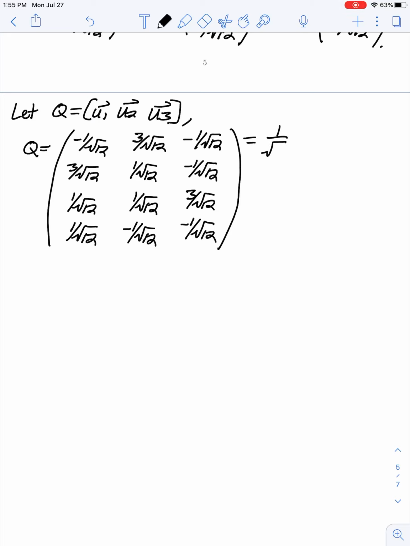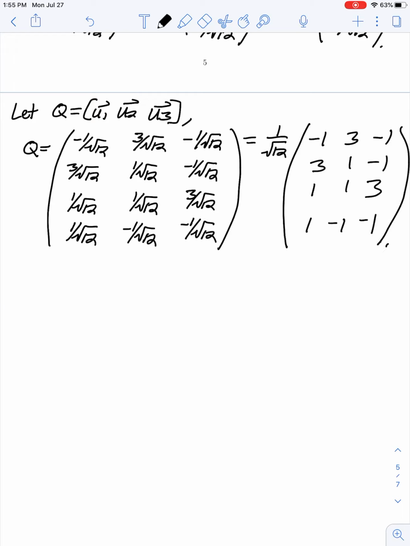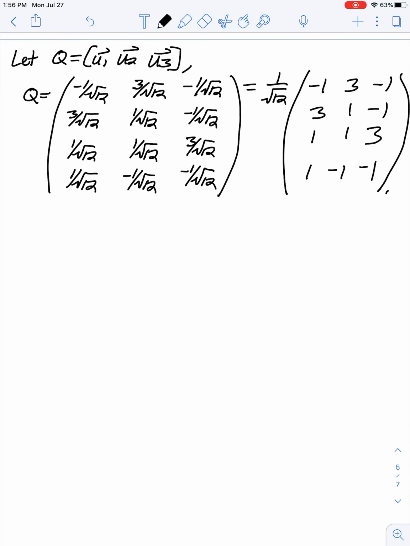Or more simply, we can think about this as the scalar multiple 1 over root 12 times the matrix with rows negative 1, 3, negative 1; 3, 1, negative 1; 1, 1, 3; and 1, negative 1, negative 1. Now, we just need to find our matrix R such that Q times R is equal to A. There are a number of ways we could do this, but a simple approach is to make use of the fact that this matrix Q has orthonormal vectors as its columns. If we think back to our earlier work from chapter 6, we saw that these types of matrices had some special properties. So let's make use of the properties of such a matrix Q.